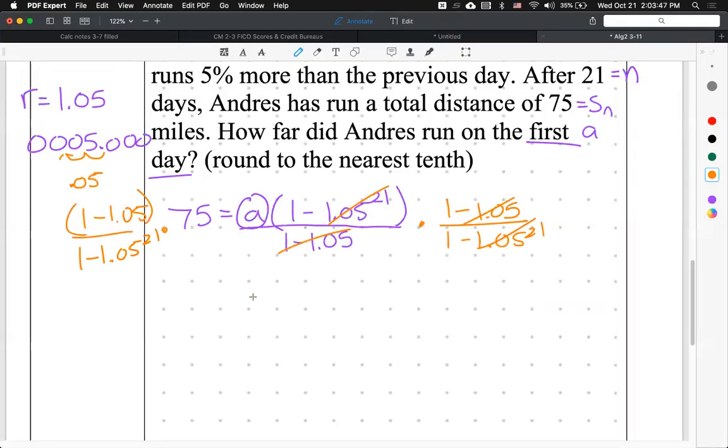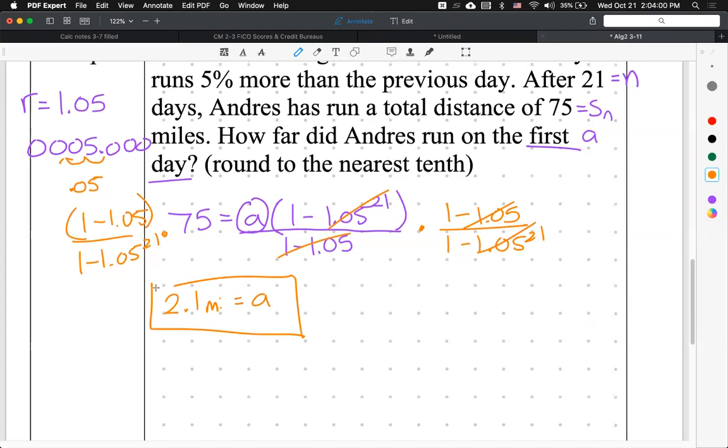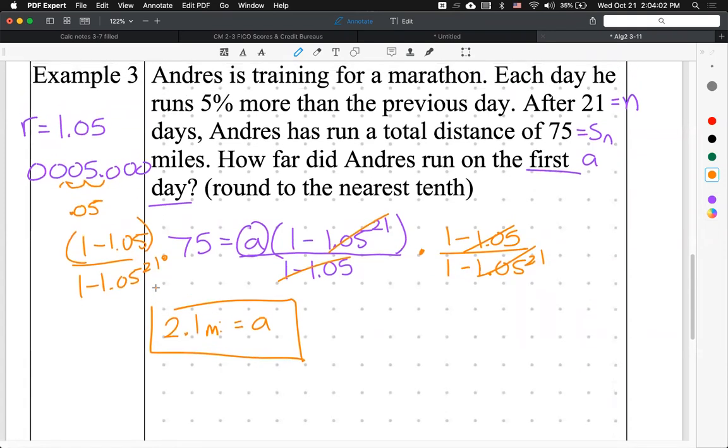2.1, there it is. So our answer, A is equal to 2.1. And what are our units here? 2.1 miles. So that means Andres, on his first run, he went 2.1 miles, and then he increased by 5% more each day for 21 days. And then after those 21 days, he ran a total distance of 75 miles. Good job, Andres. That's a lot of running to do.